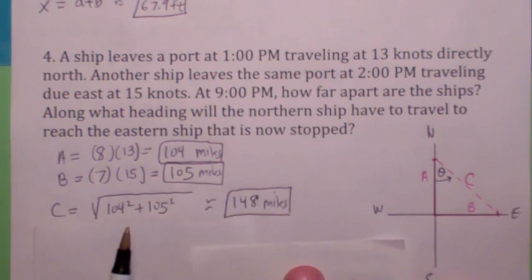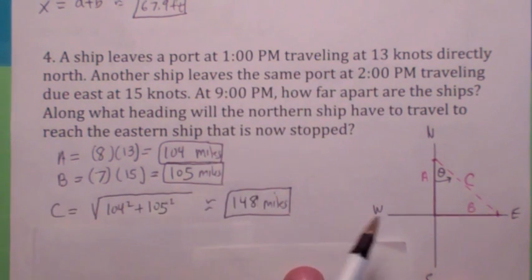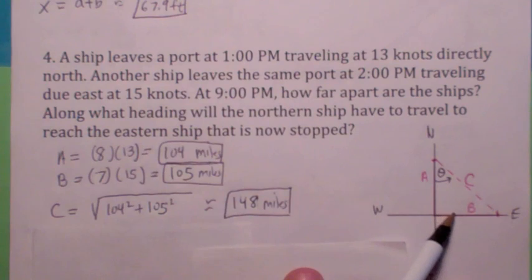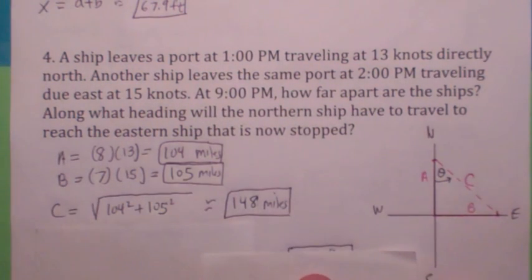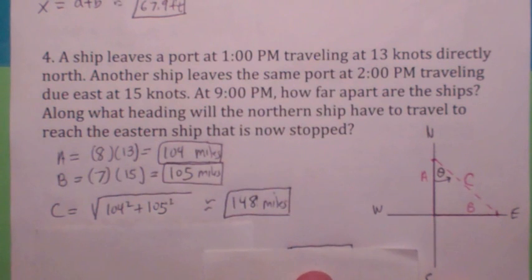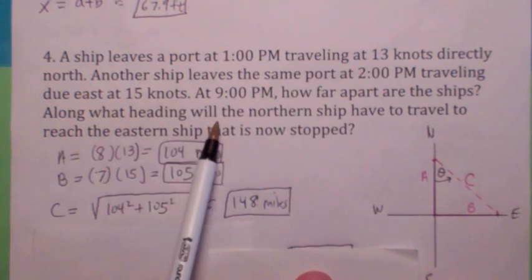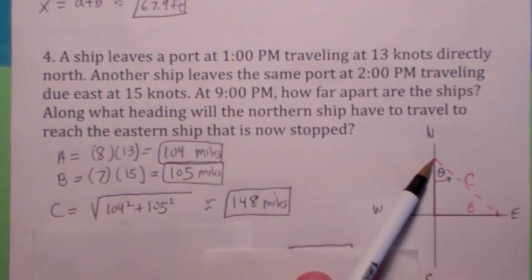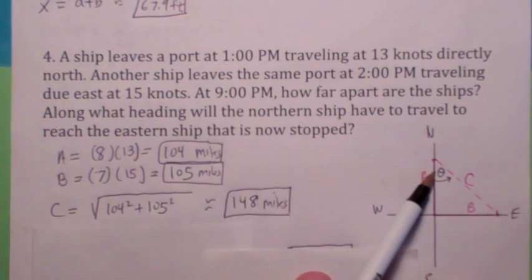So in terms of how far apart they are, wouldn't you just use the Pythagorean theorem? If this distance is 104 and this distance is 105, by the Pythagorean theorem you get about 148. Now, the question is, what heading will this ship have to go at to get to where this ship is? There's several ways of doing it.